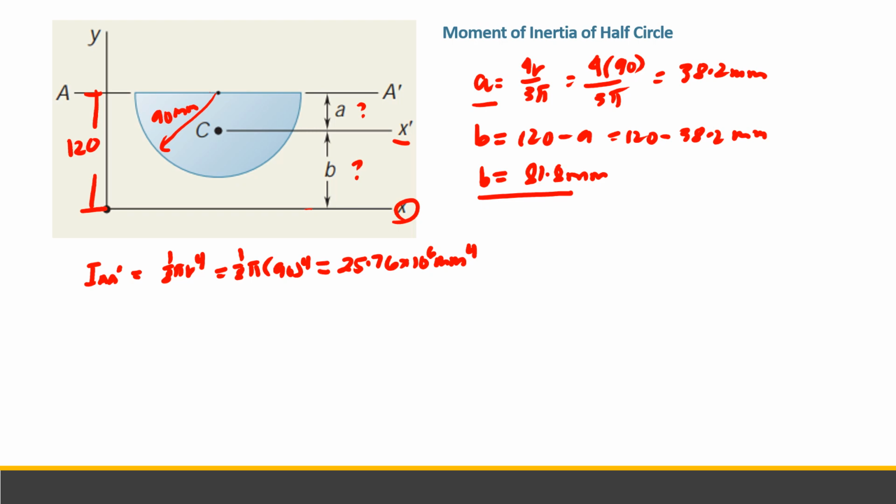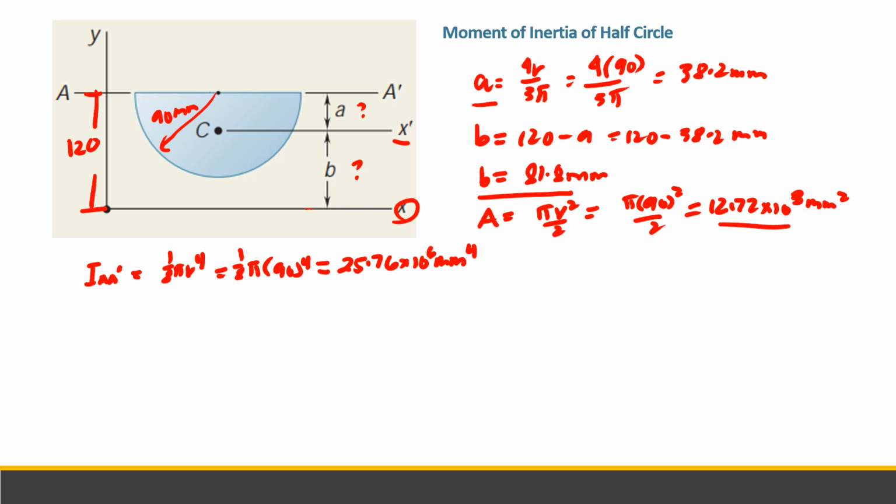So using the formula, independence of area, no? So area is equal to pi r squared over 2. So this is the area of a semicircle. So pi times 90 squared over 2. This is equal to 12.72 times 10 to the power of 3 mm squared. So yun yung area natin.